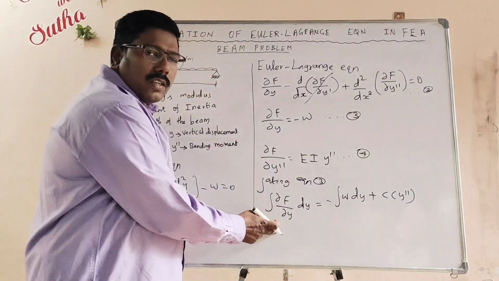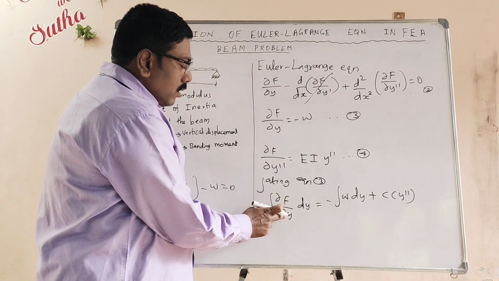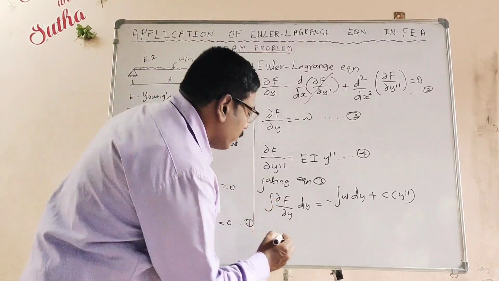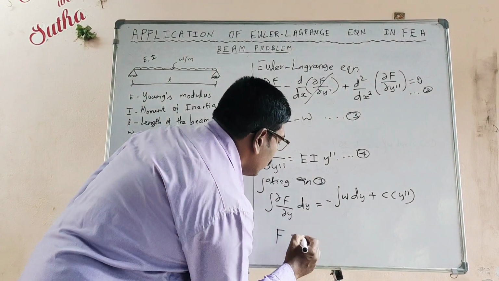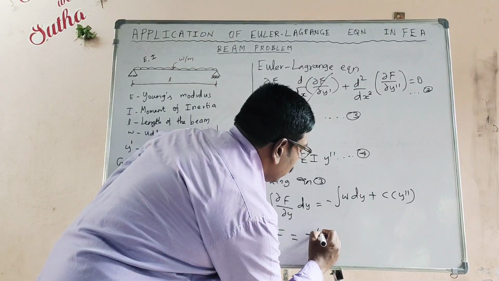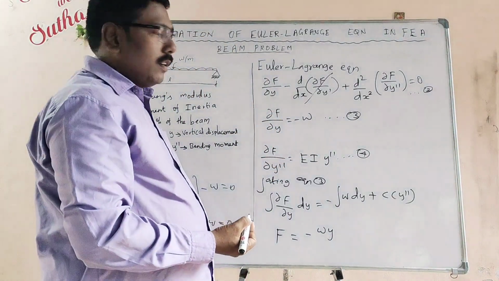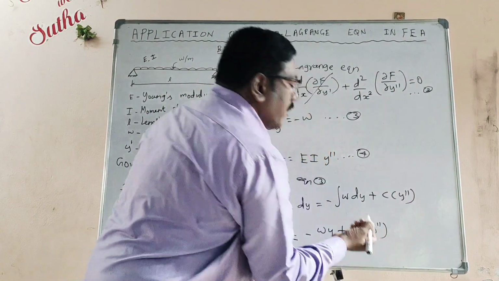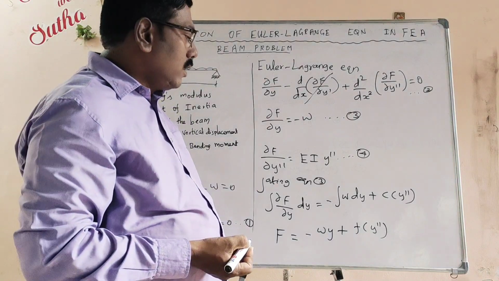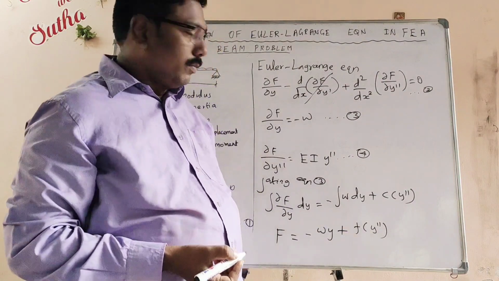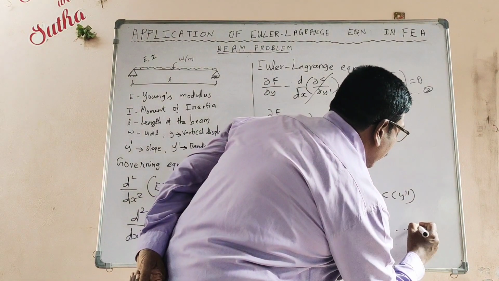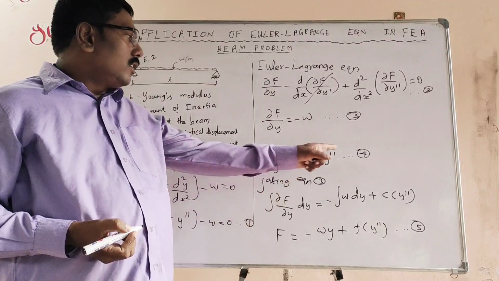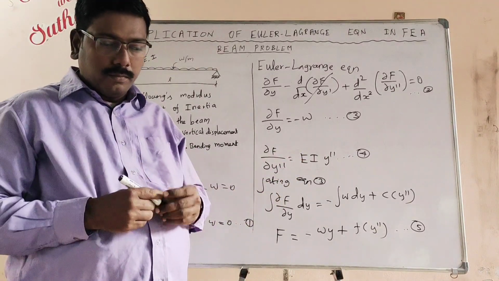So we can use the ordinary integration formula, as only the variable y is here. So integrating, we get f equal to minus integral W dy, that is minus Wy, plus a constant, f of y double dash, that is a function having only the variable y double dash. Call it as equation number 5. Now I am going to integrate the fourth equation.